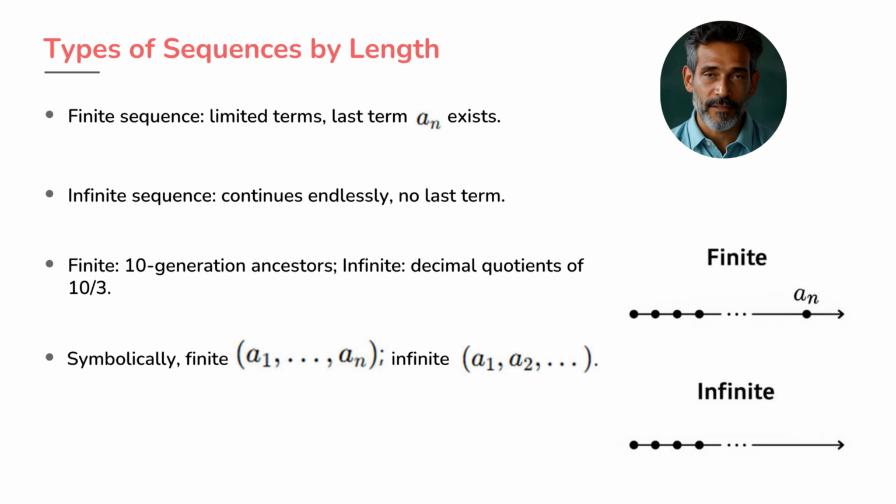Here's a big divide: finite versus infinite sequences. A finite sequence has a last term. Think about 10 generations of ancestors. That sequence stops after 10 steps, so it's finite. An infinite sequence has no end. The decimal quotients of 10 divided by 3, 3.3, 3.33, 3.333, go on endlessly. Mathematically, we write a finite sequence as open bracket a sub 1, a sub 2, dot dot dot, a sub n, close bracket. An infinite one is open bracket a sub 1, a sub 2, a sub 3, dot dot dot, close bracket. So the main question is simple. Does your sequence stop or does it run forever?